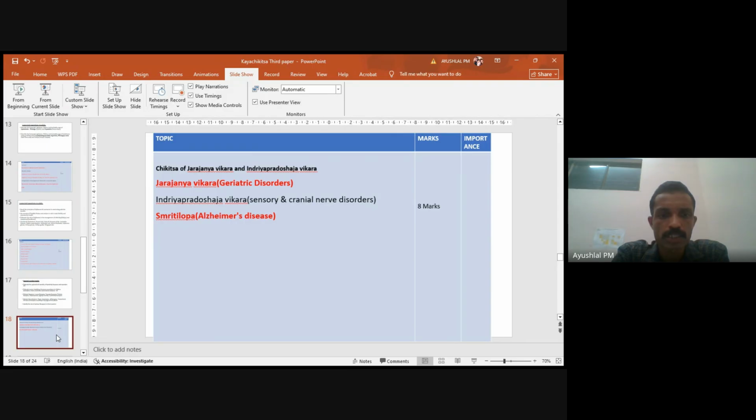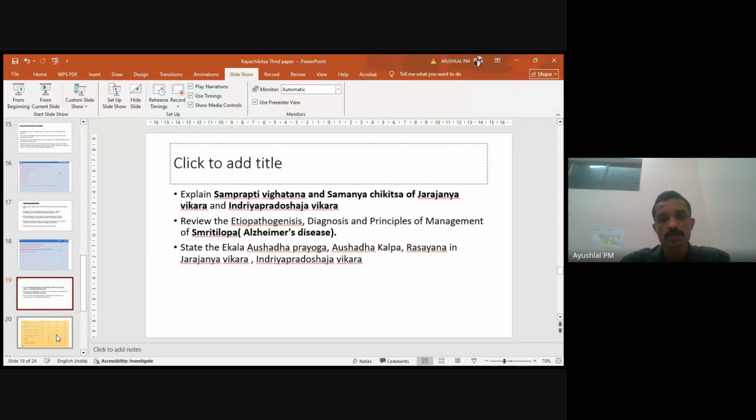So mainly Vata Pradhana conditions, you can write Vatahara Chikitsa or Vata Vyadhihara Chikitsa in almost all the diseases. Then one of the important conditions is Smriti Lopa. Sensory and cranial nerve disorders are not that important. Smriti Lopa, Alzheimer's can be asked for 5 marks. So what is Alzheimer's? Dementia, all these things you should know. So expected questions: explain Samprapti Vighatana, Samanya Chikitsa, Jarajanya Vikara, and Indriya Vikara. Okay. Mainly senile disorders, senile conditions, Jarajanya Vikara. And Alzheimer's disease. Review the etiopathogenesis, diagnosis, and principle of management of Smriti Lopa, that is Alzheimer's disease. So these are the two main points.